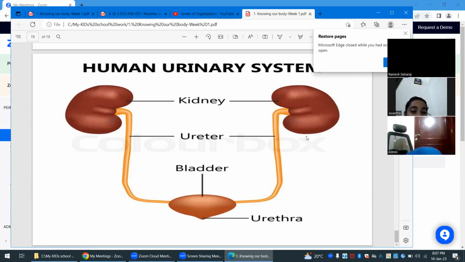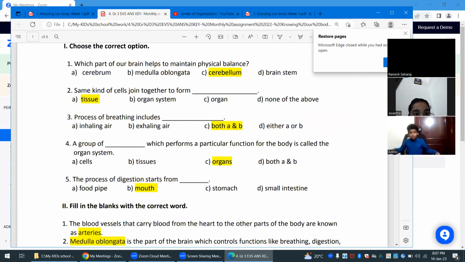Kidney and ureter. The ureter is like a pipe. Only water comes from this. Then the bladder is a collection tank kind of thing. From here only the excess water goes out. That's it. Okay. Then let's see some other questions related to this.